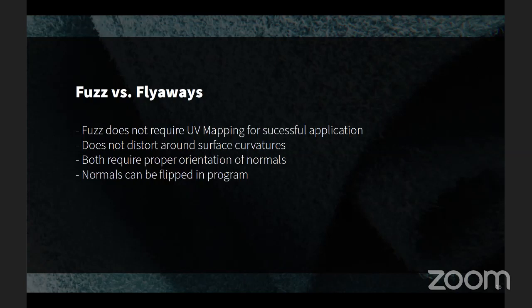And you can find a flip normals checkbox in both the materials tab and material graph when working with RealCloth, but can only access the flip normal function for Fuzz in the material graph.